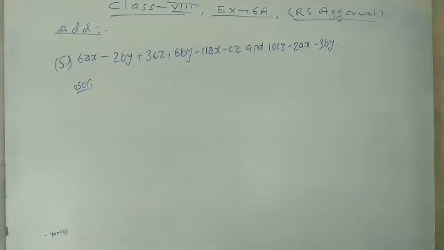Now question number 5, that is 6ax minus 2by.